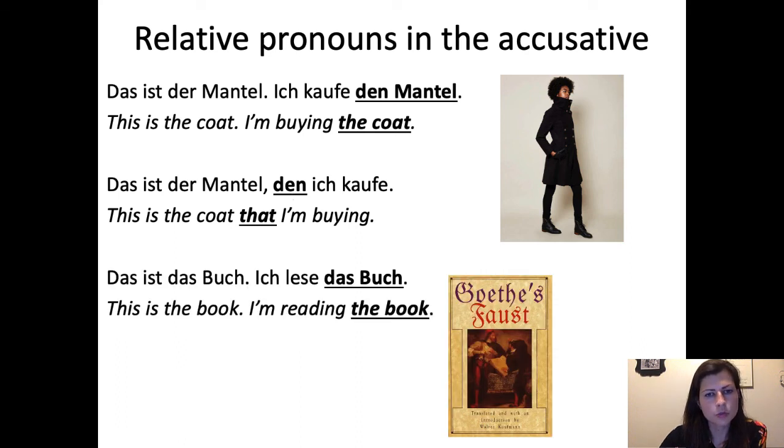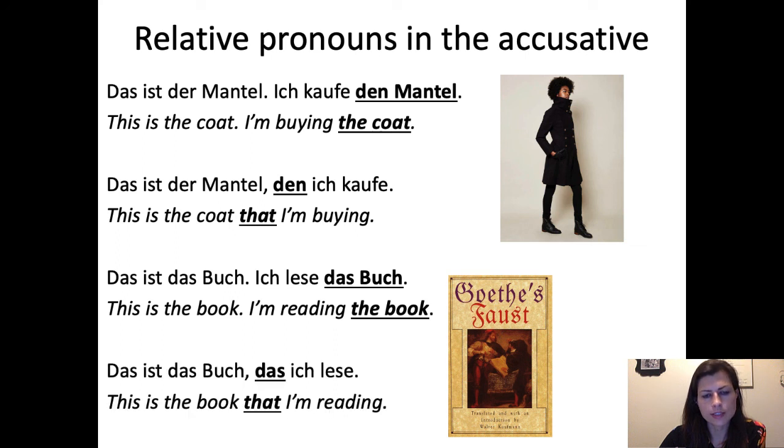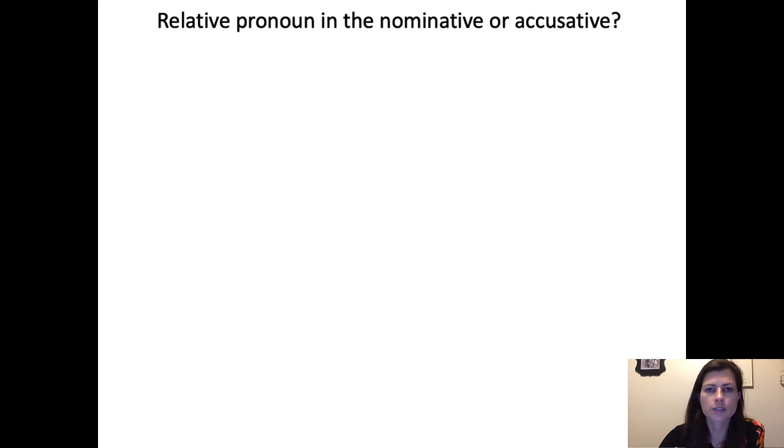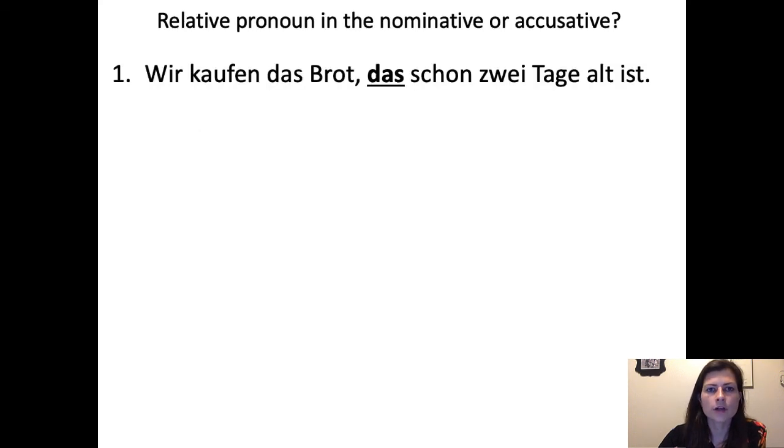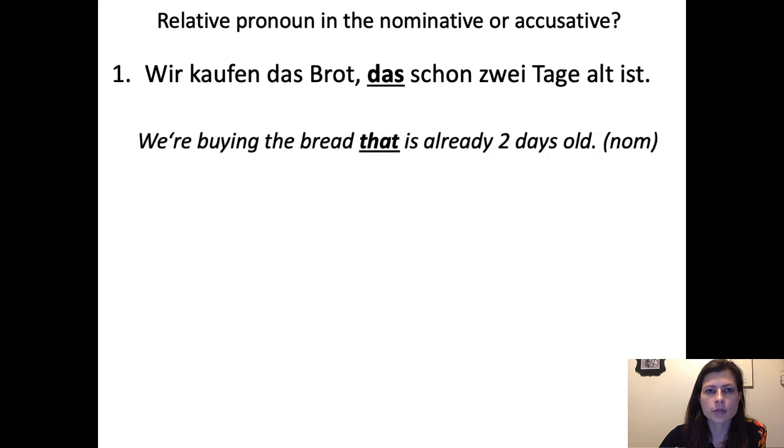Das ist das Buch. Ich lese das Buch. Same thing. Das ist das Buch, das ich lese. The book that I'm reading. I'm reading the book. It's a direct object. So, wir kaufen das Brot, das schon 2 Tage alt ist. We're buying the bread that is already 2 days old. It's like the bread is already 2 days old. It's a subject, it's a nominative.